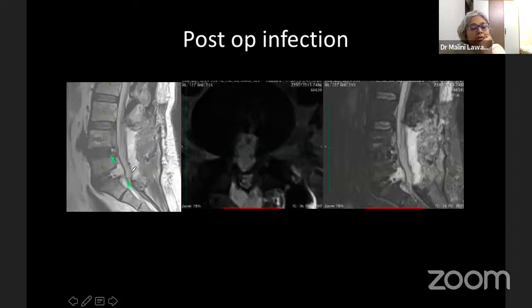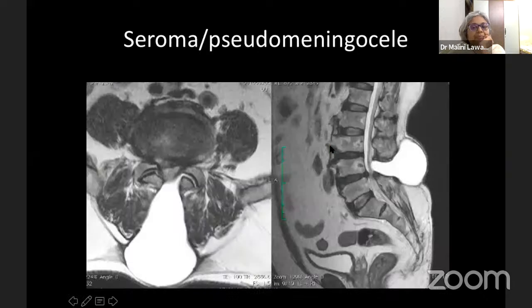And now you can see later, you have this bright signal intensity within the disc along with an anterior epidural soft tissue component. Here again, you can see this bright area. This patient had intervertebral fusion also done here, and this collection. This collection can still be post-op, but this is surely abnormal and this is infection.